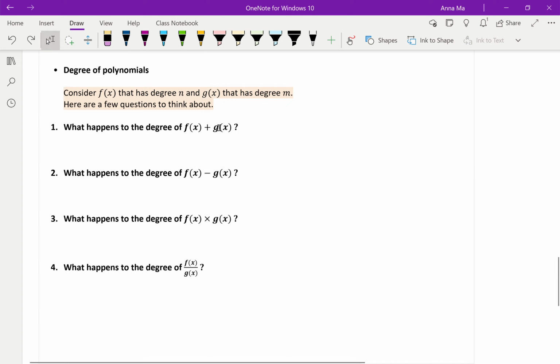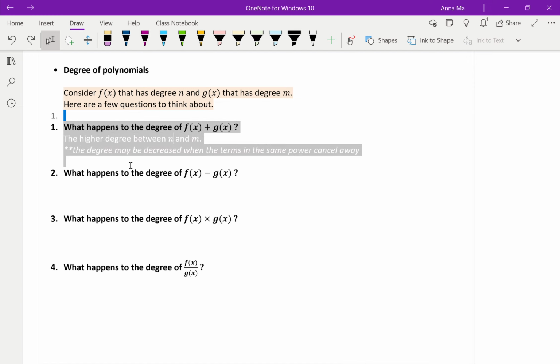Now I've actually pre-written all the answers so I don't forget. I don't know if you guys can see in the video, but I can highlight to reveal the secret answer. So if you add f(x) and g(x), whichever higher one the degree is, will be the resulting degree as well. So if n is higher, the resulting degree would be n. If m is higher, the resulting degree would be m. Except when the terms have the same power and they cancel away each other, then it might be decreased.